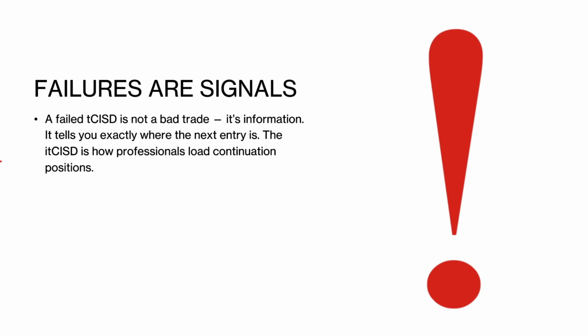Last but not least, failures are signals. A failed true change delivery is not a bad trade. It's information. It tells you exactly where the next entry is. The inversion true change delivery is how professionals load continuation positions.